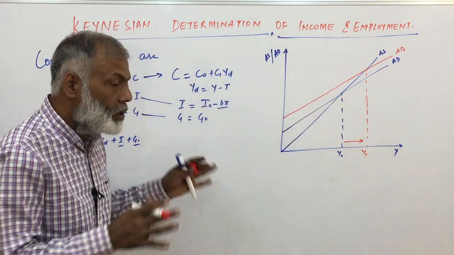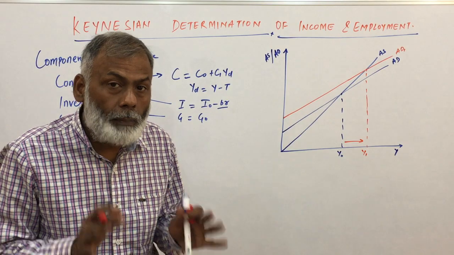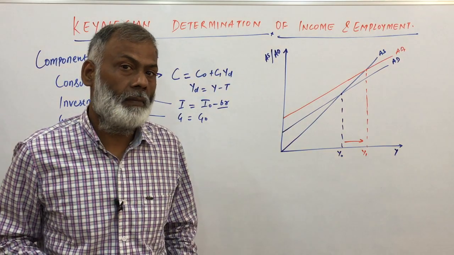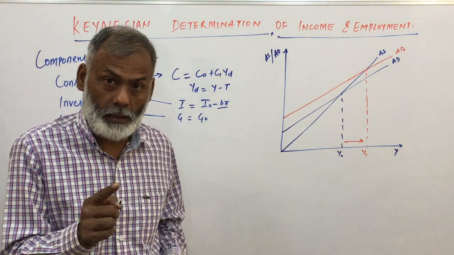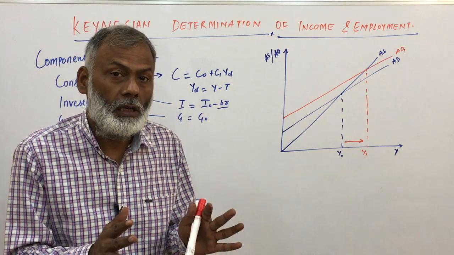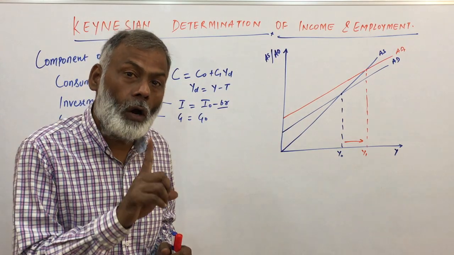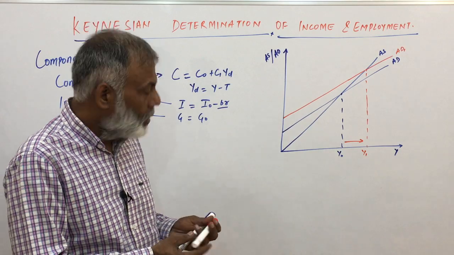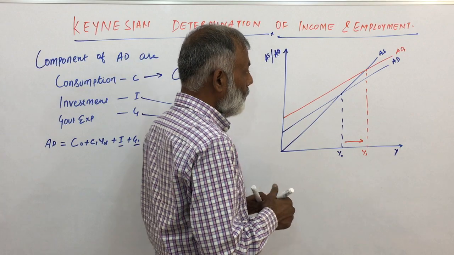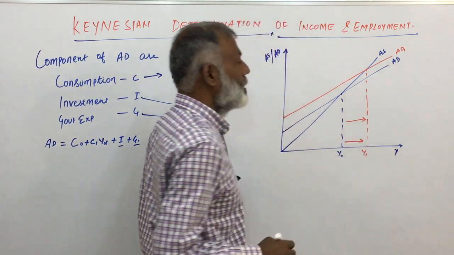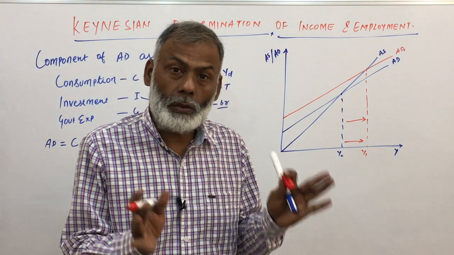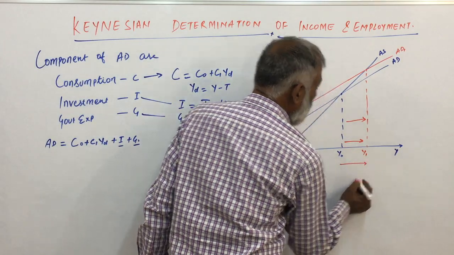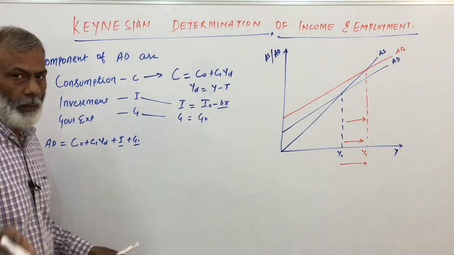According to Keynes, this is only possible as long as unemployed resources are available. Once full employment is reached, an increase in aggregate demand will not lead to an increase in output level. Fine. So this increase in the level of income is only possible as long as unemployed resources are available in the economy. So this increase in income is due to an increase in investment or government expenditure.